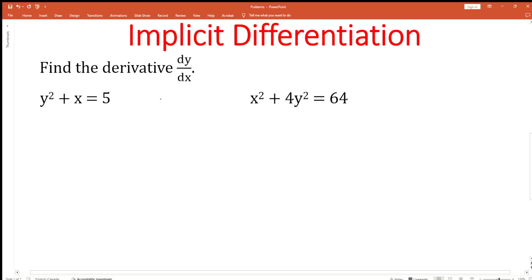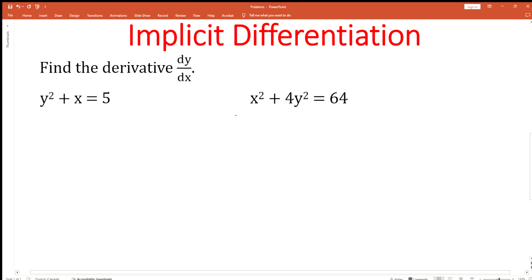In this video, I'll use implicit differentiation to find dy over dx for these two given equations. Let's start by understanding why we need to use implicit differentiation for these two equations. The first equation is y squared plus x equals 5. In this equation, y is not isolated on one side of the equation.